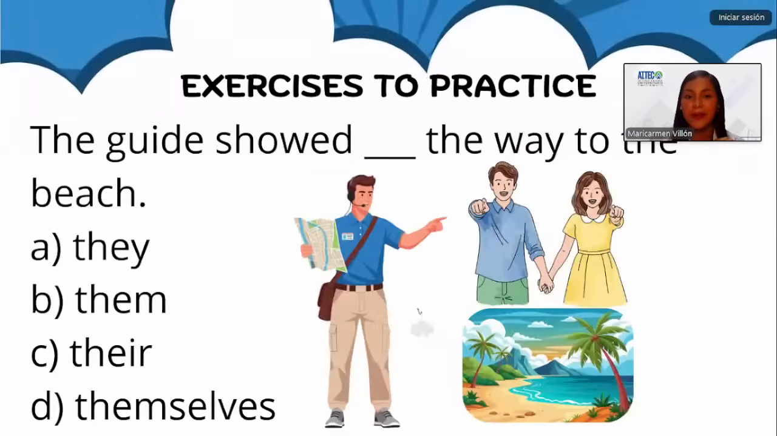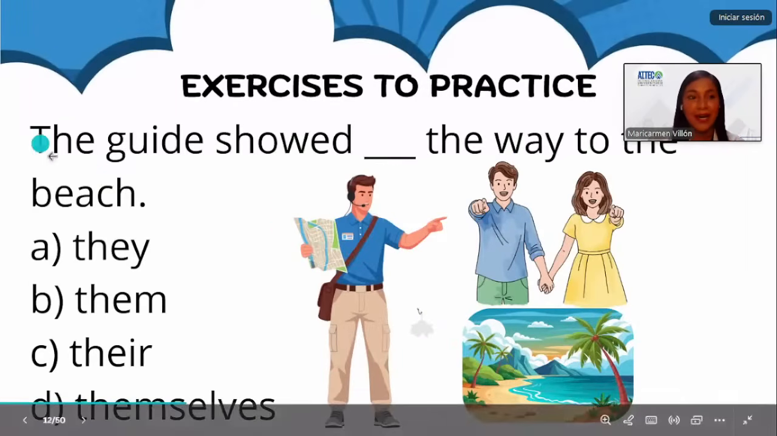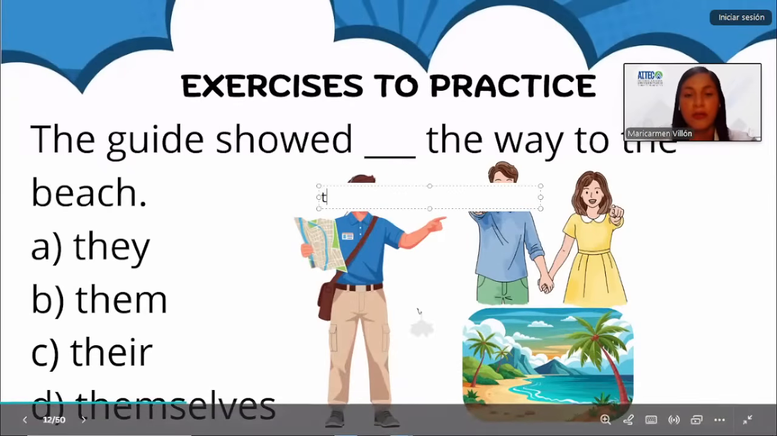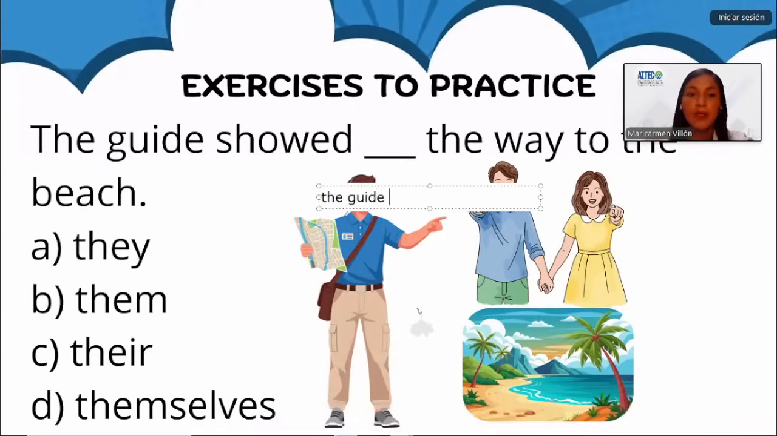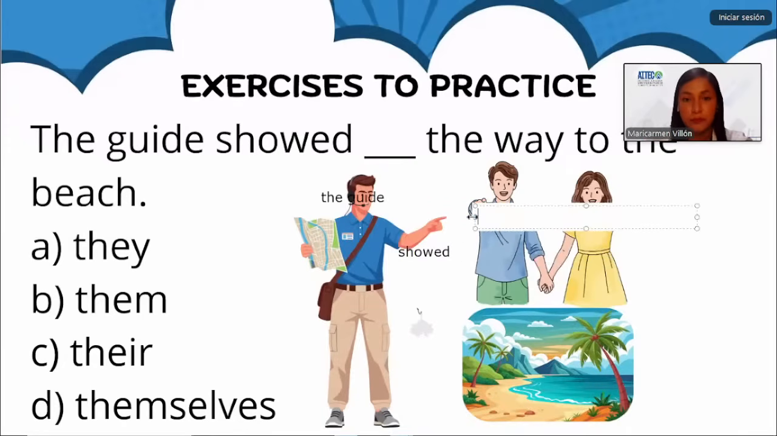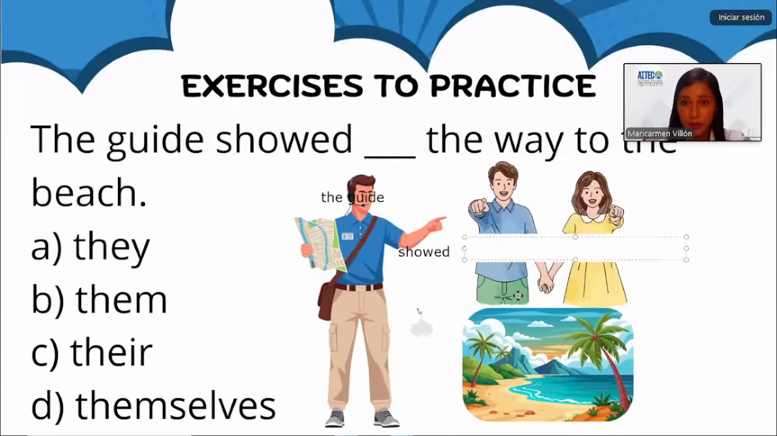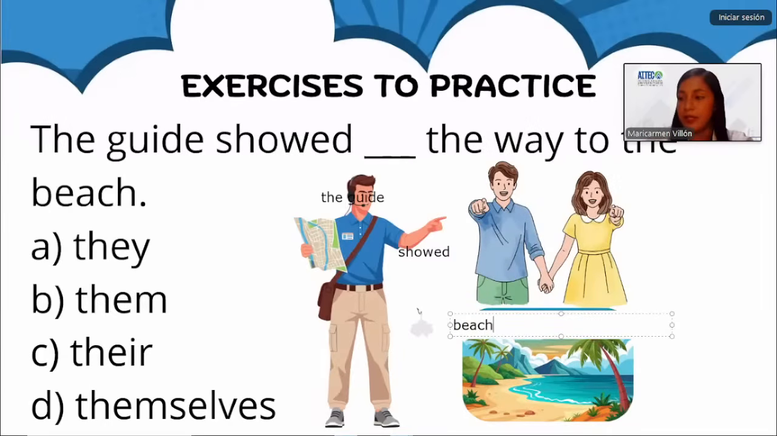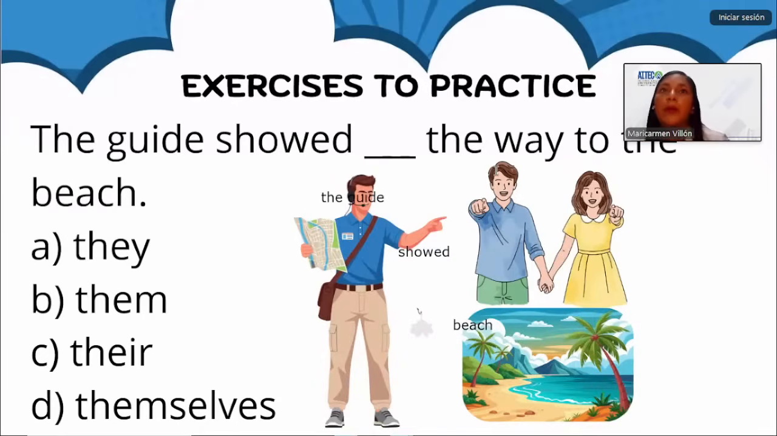All right. Let's take a look at one more. Pay attention to this one. Oh, look. We got the guide. Here's the guide. Showed, the action. Showed the way to the beach. All right. So what do you think it is? Do you think it's they? Do you think it's them? Do you think it's there or themselves?